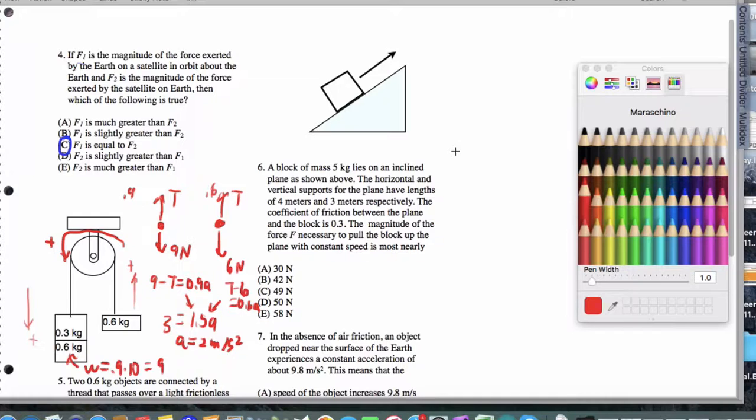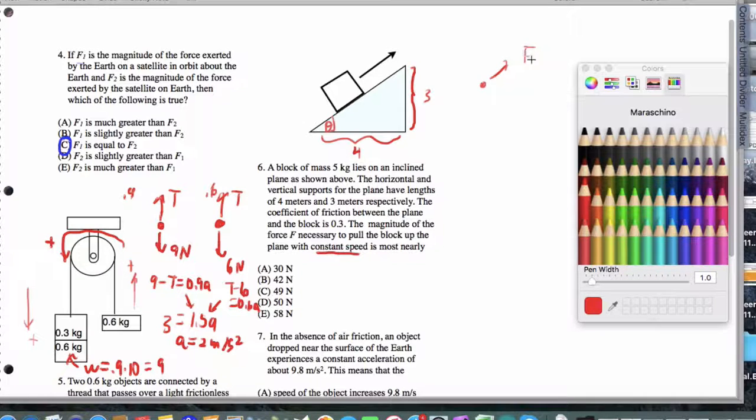A block of mass 5 kilograms lies on an inclined plane as shown above. I just want to label a couple of things. As I told you, the vertical is 3, the horizontal is 4, and we have this angle theta here. Now let's be kind of clear. Let's set up the free body diagram. We're trying to pull this up with constant speed, which means the forces are balanced, because we're going at constant speed in a straight line.